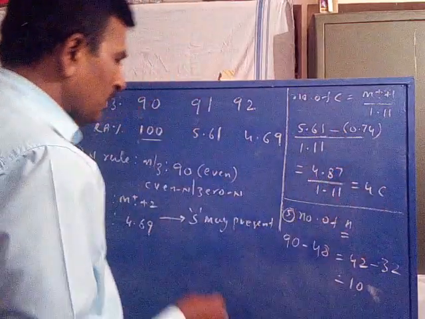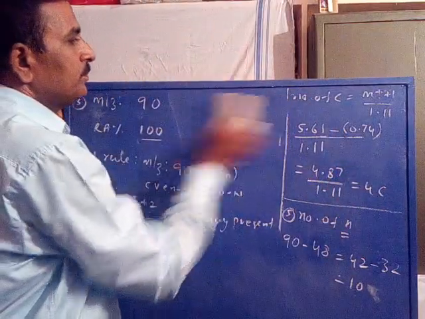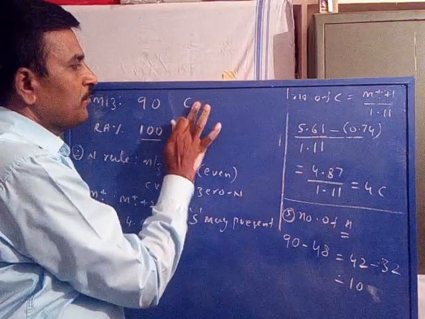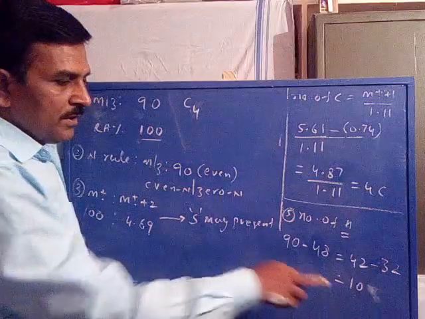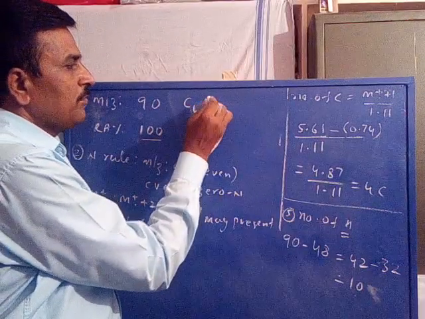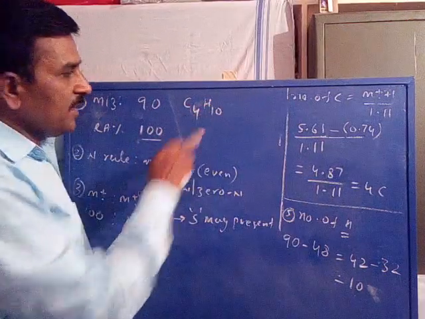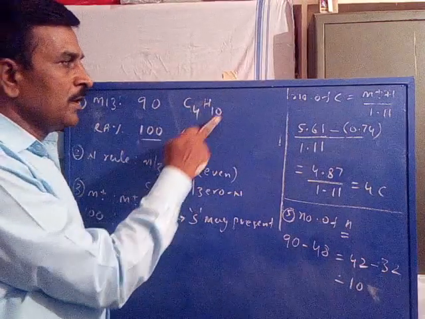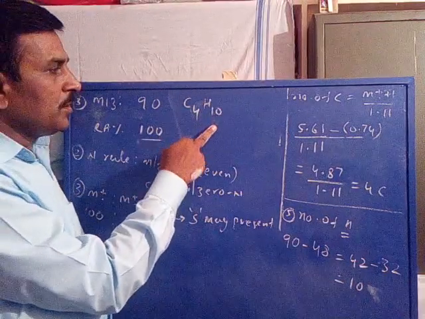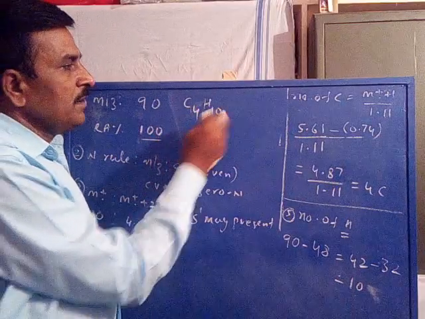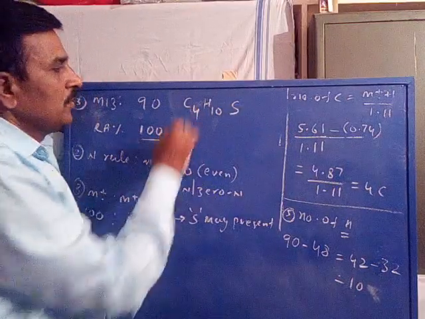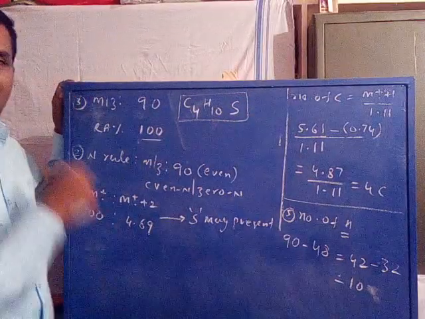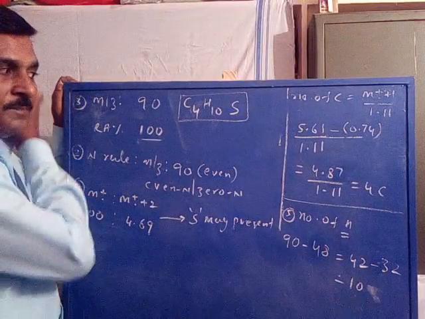Therefore the molecular formula becomes: we have calculated the presence of 4 carbons, C4. The leftover mass is 10, therefore hydrogens are 10. It is not suitable to accommodate either nitrogen or oxygen, therefore all the leftover mass is related to hydrogen. C4H10, and 1 sulfur we have got. So the molecular formula is C4H10S. So this is the way to calculate the molecular formula.